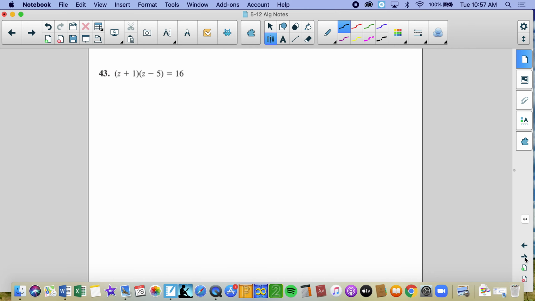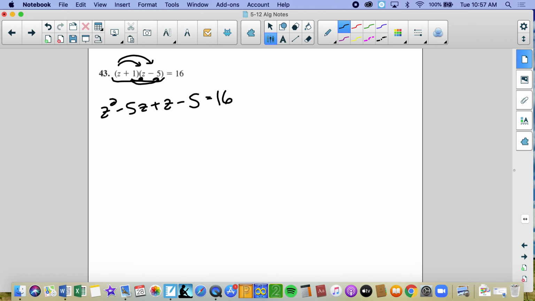And just when you thought it wasn't tricky enough, this is the last one, I think. It's not equal to 0 yet, but we've got this product. We can't sit here and set each one equal to 16. That doesn't work. It only works when it's equal to 0. So the first thing I have to do is simplify this. I'm going to FOIL this: first, outer, inner, last. So I get z squared minus 5z plus z minus 5 equals 16.